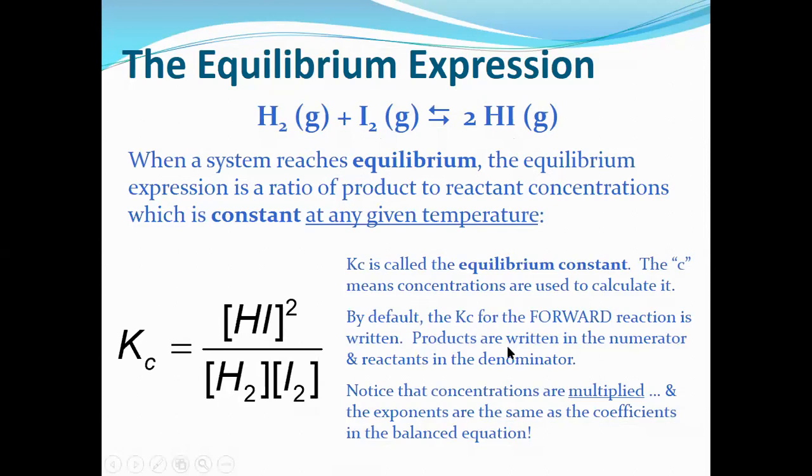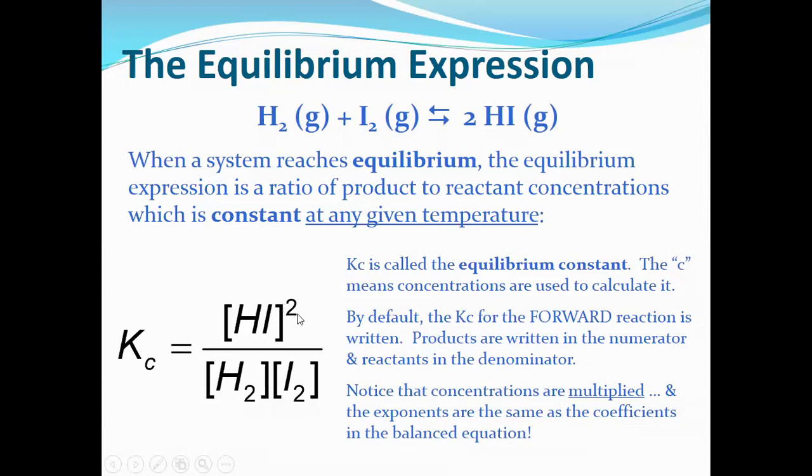Given that, notice that the products are always written in the numerator of this expression. So HI concentration was on top. The reactants are written in the denominator of the expression. So the H2 and the I2 concentrations were on the bottom. Notice too, when there's more than one concentration, they're multiplied together. So in the denominator, it's the concentration of hydrogen multiplied by the concentration of iodine.